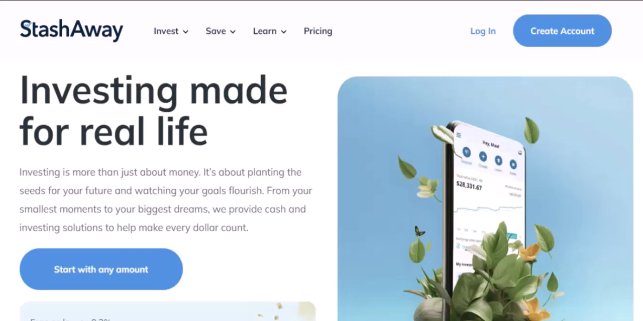StashAway's cash rate. Now, let's get to the heart of the matter. What is StashAway's cash rate? Well, it's not a fixed number. Instead, StashAway's cash rate is dynamic and fluctuates based on several factors, including market conditions. When interest rates rise, StashAway's cash rate tends to increase as well. Conversely, when rates fall, the cash rate may decrease.